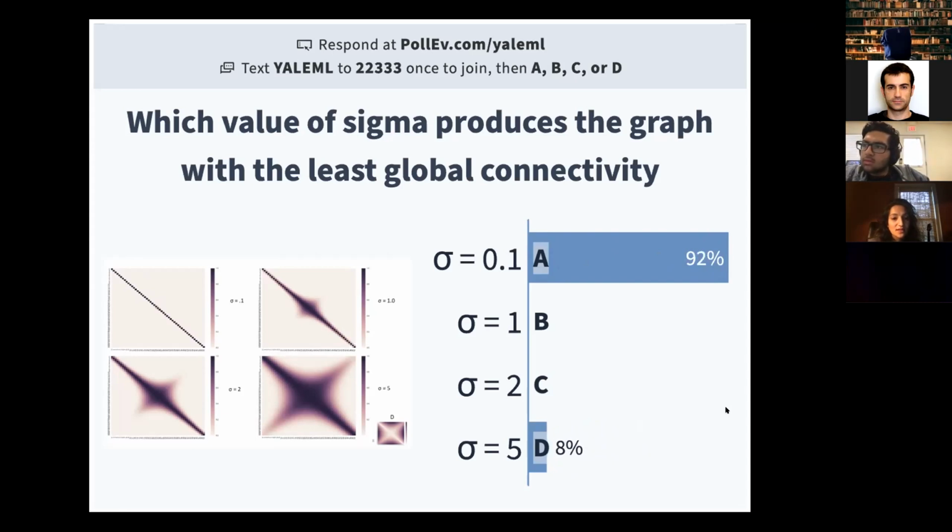Okay, and so this question is asking, which value of sigma produces a graph with the least global connectivity? And that's right. So the answer A would be right, because in answer A, when the bandwidth is very small like this, you have every point only connected to itself, so you're getting a disconnected graph. You start to get global graph connectivity pretty quickly, for example, in this 1.0 sigma setting. If you increase your bandwidth too much, you're no longer able to learn the shape of the data because you get these spurious connections that don't follow the data manifold.